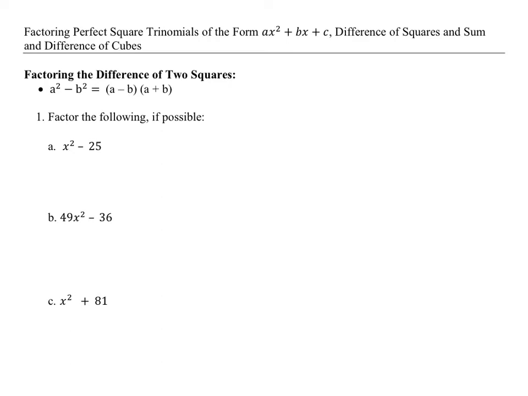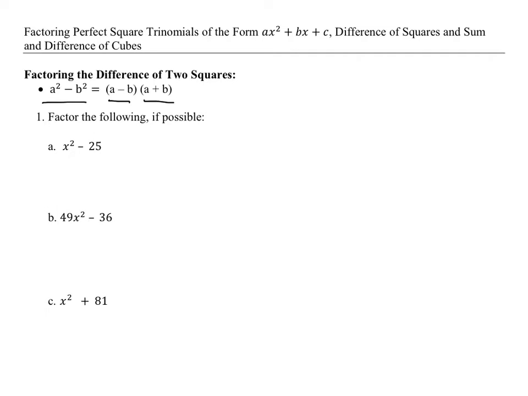This lesson is on factoring perfect square trinomials, the difference of squares, and the sum and difference of cubes. Let's get started by factoring the difference of two squares. Here we go. So when you have the form a squared minus b squared, it factors into a minus b and a plus b. Let's see why.